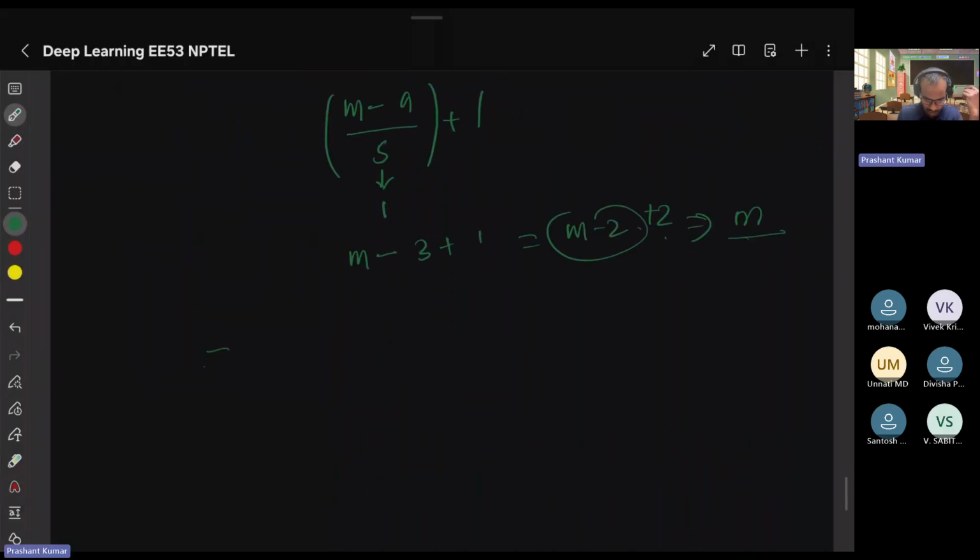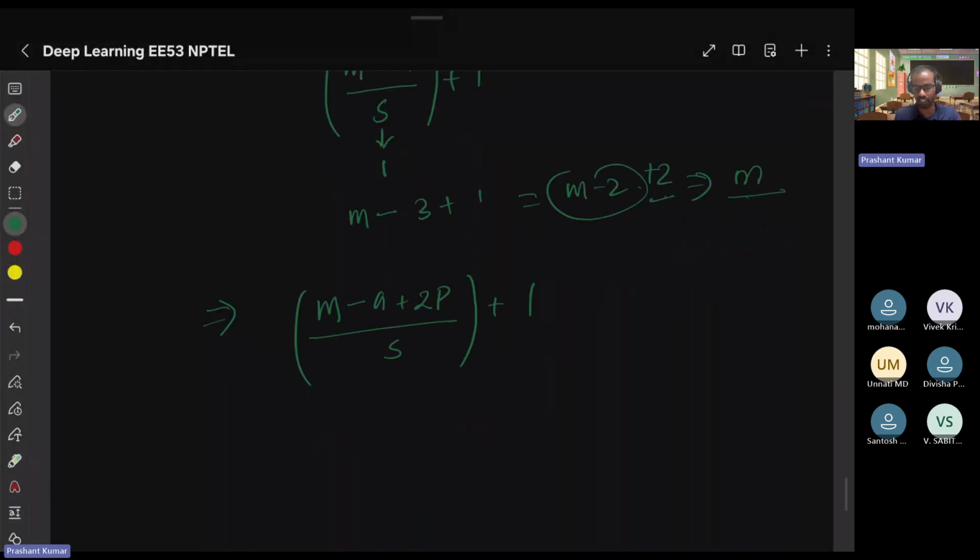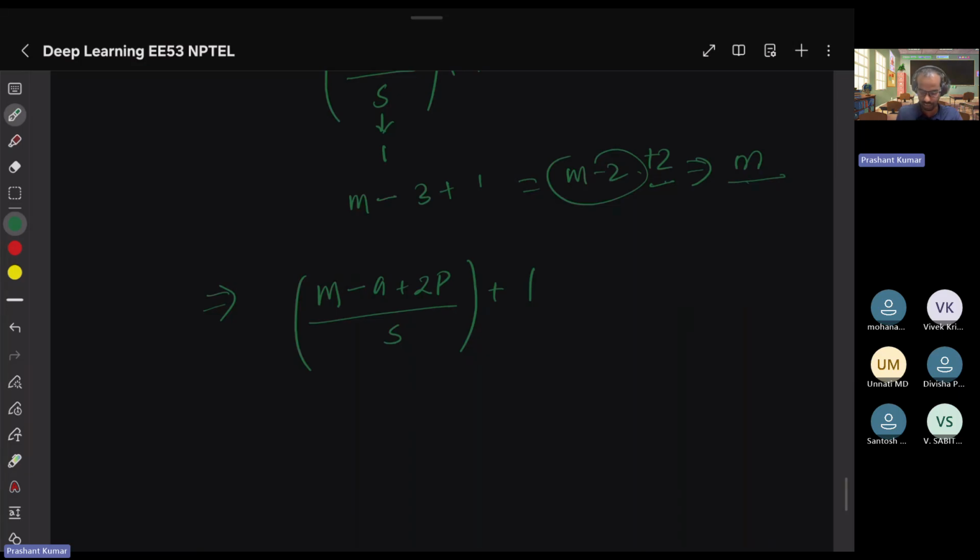In that case, I will improve the formula such that it becomes m minus a plus 2 times p, divided by s, plus 1, right? Because if I want one padding, I have to add two values. If I want two paddings, then I will add four values. So this is what the overall convolution will look like.